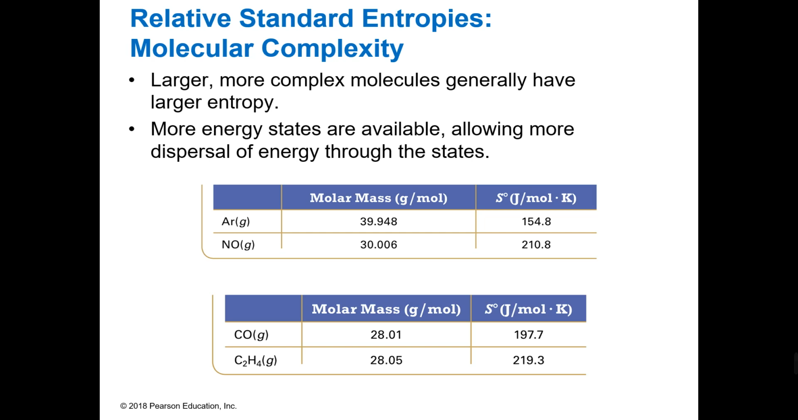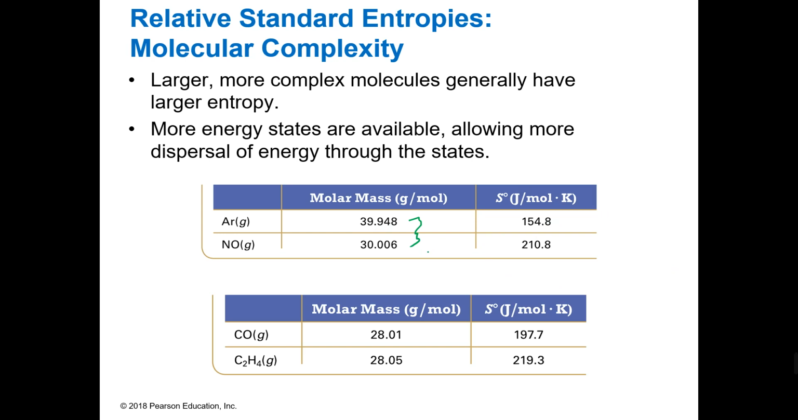Okay, so again, the larger it is, the more entropy, and the less rigid in its structure, the more entropy. If we compare, for example, argon and nitrogen monoxide, you can see that they're relatively similar in molar masses, where argon is slightly larger. And we are talking about both of these in the gaseous phases.